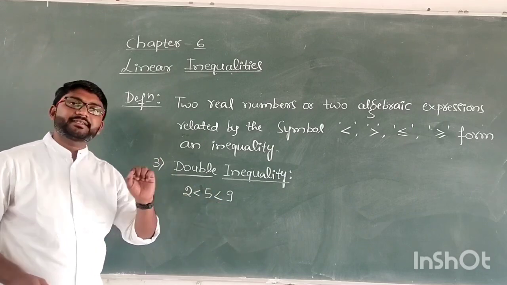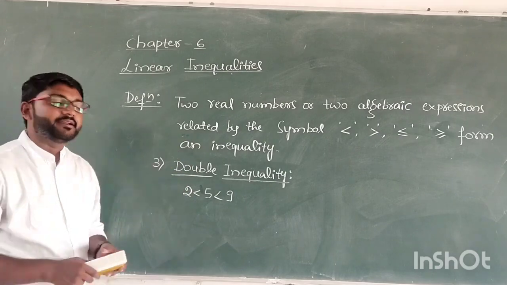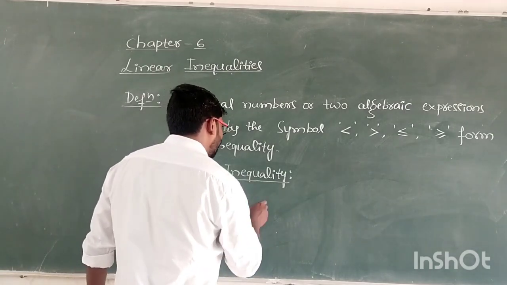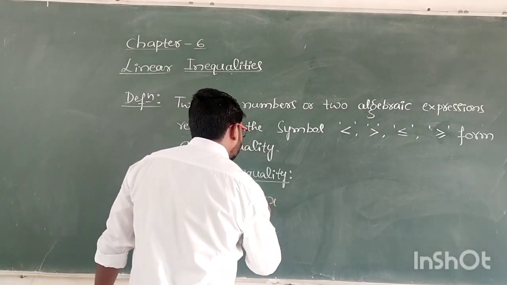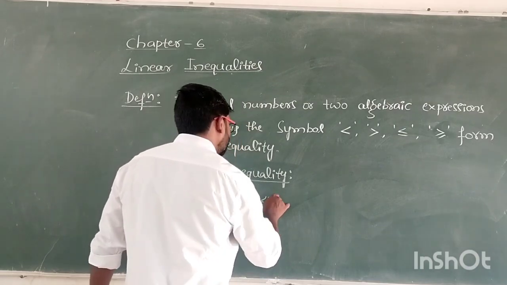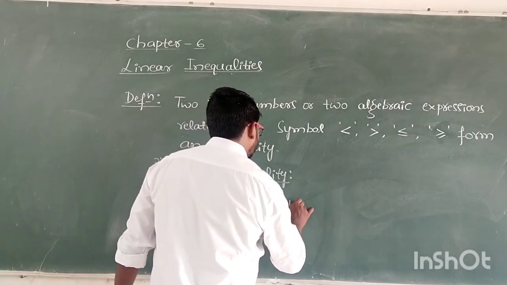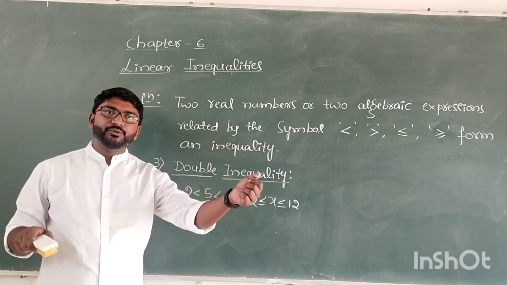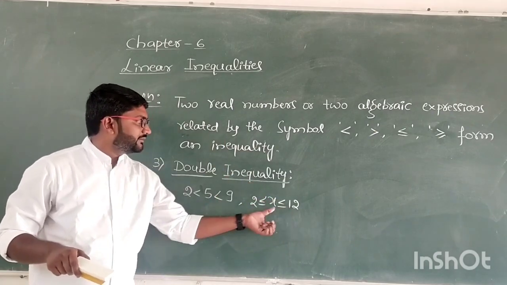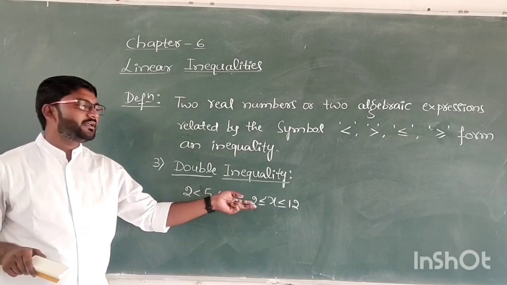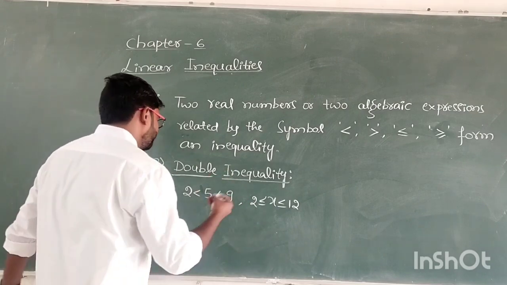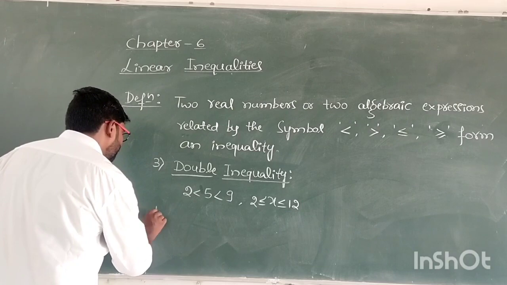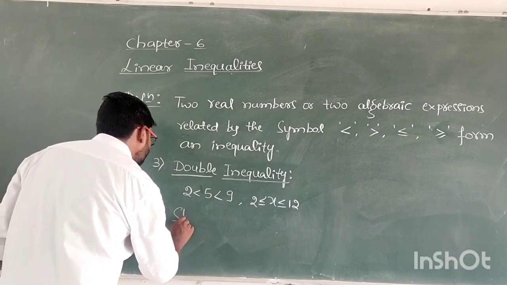So this is an example for double inequality. Another example can be x greater than or equal to 2 and less than or equal to 12. X can be greater than or equal to 2 and less than or equal to 12. So these two are the examples for double inequality. And then we'll take up the next one, strict inequality.